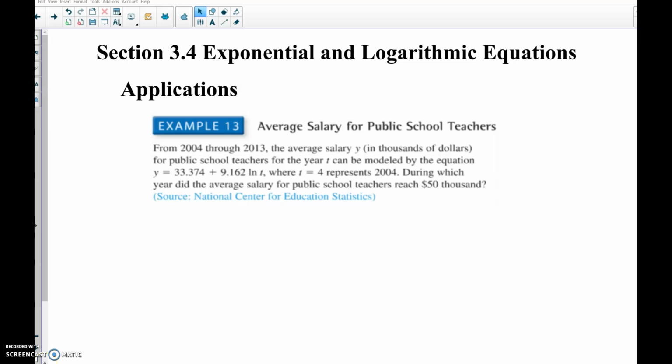Alright guys, just a couple application problems in section 3.4.